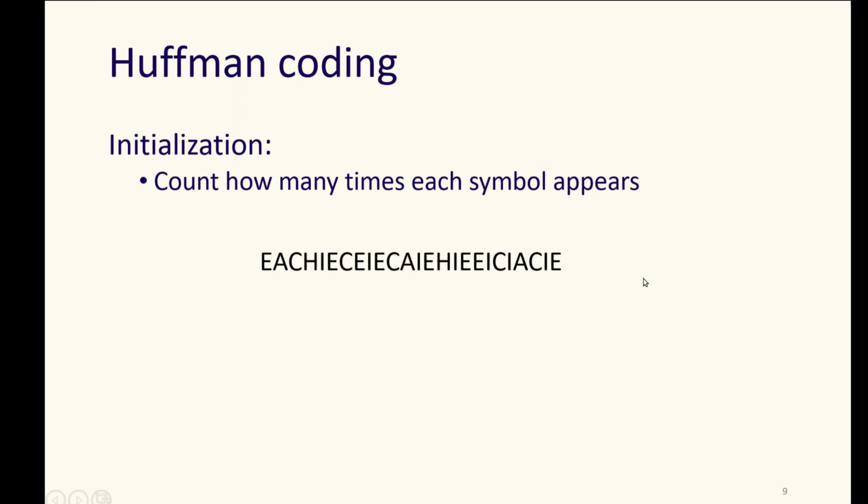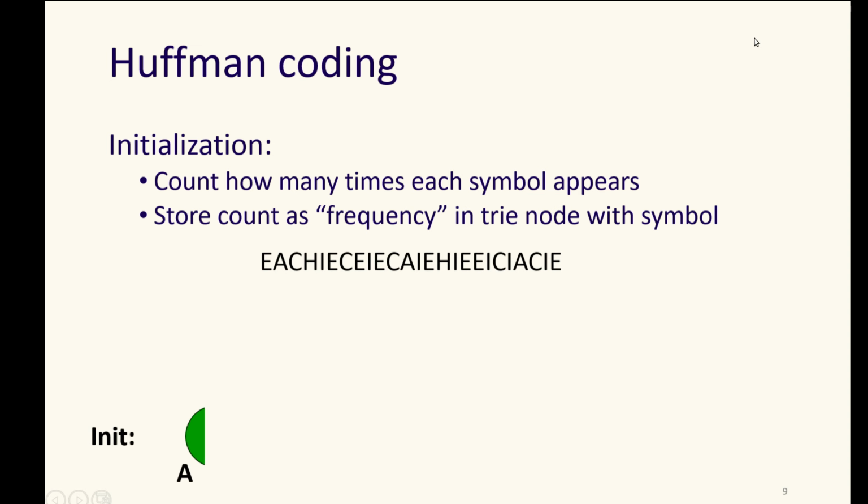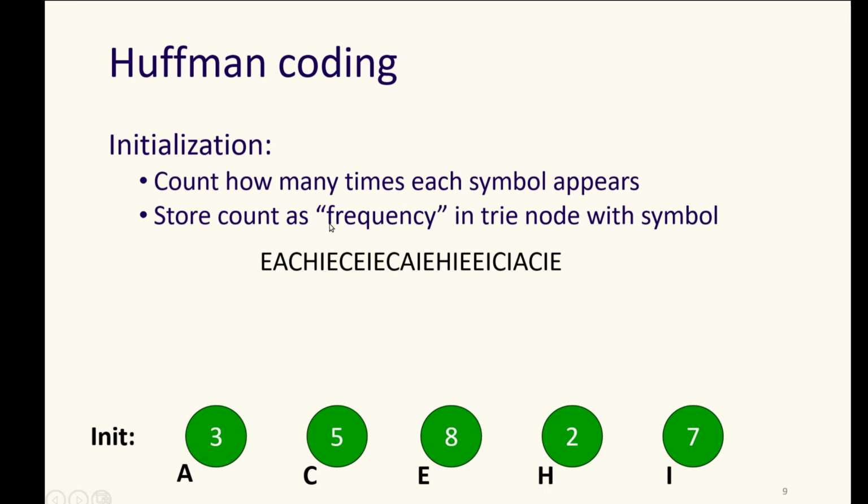So taking a look at this longer string with some repetition of characters, we can come up with the scheme of Huffman coding. In this, we count how many times each symbol appears, and we use those repetitions to decide how long the keys are going to be. So we'll store those counts as a frequency in a pre-made trie node. Each of them can be thought of as a trie with just a single node in it right now, and we're going to merge those different nodes to make one big trie.